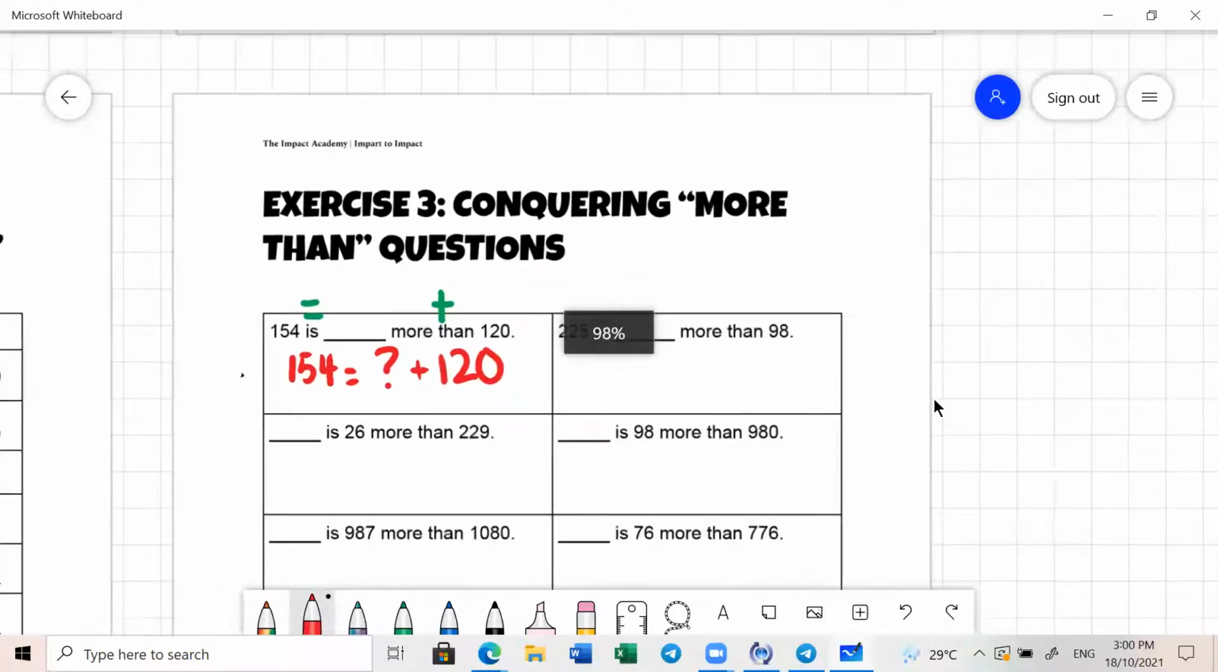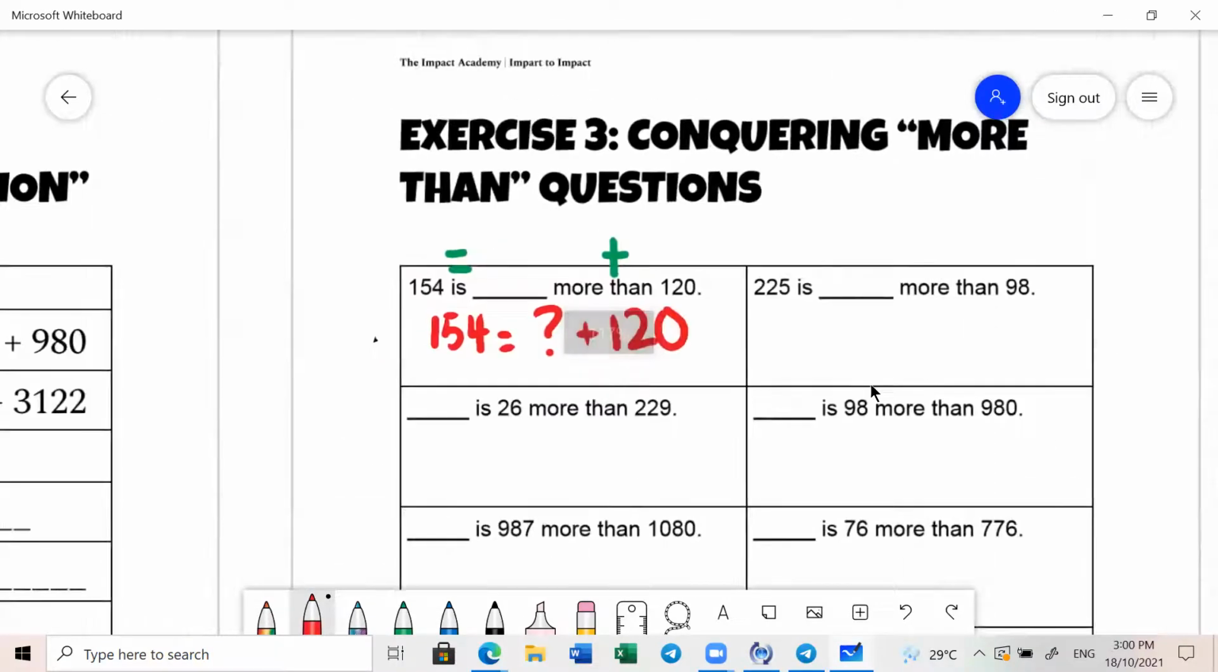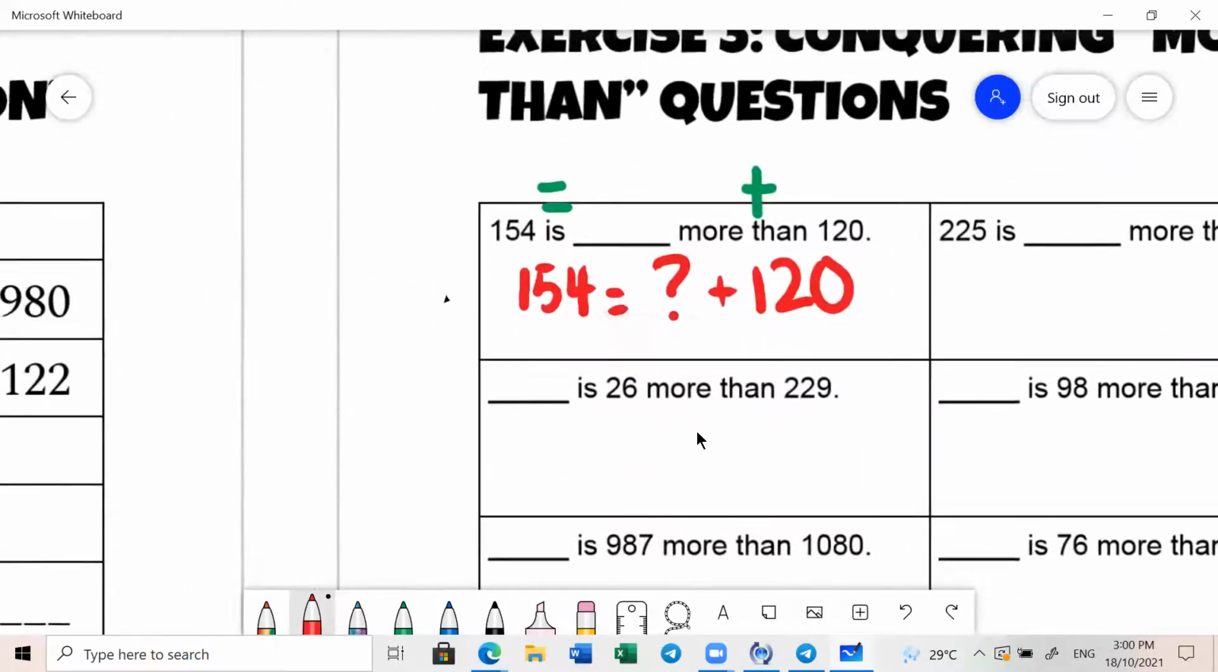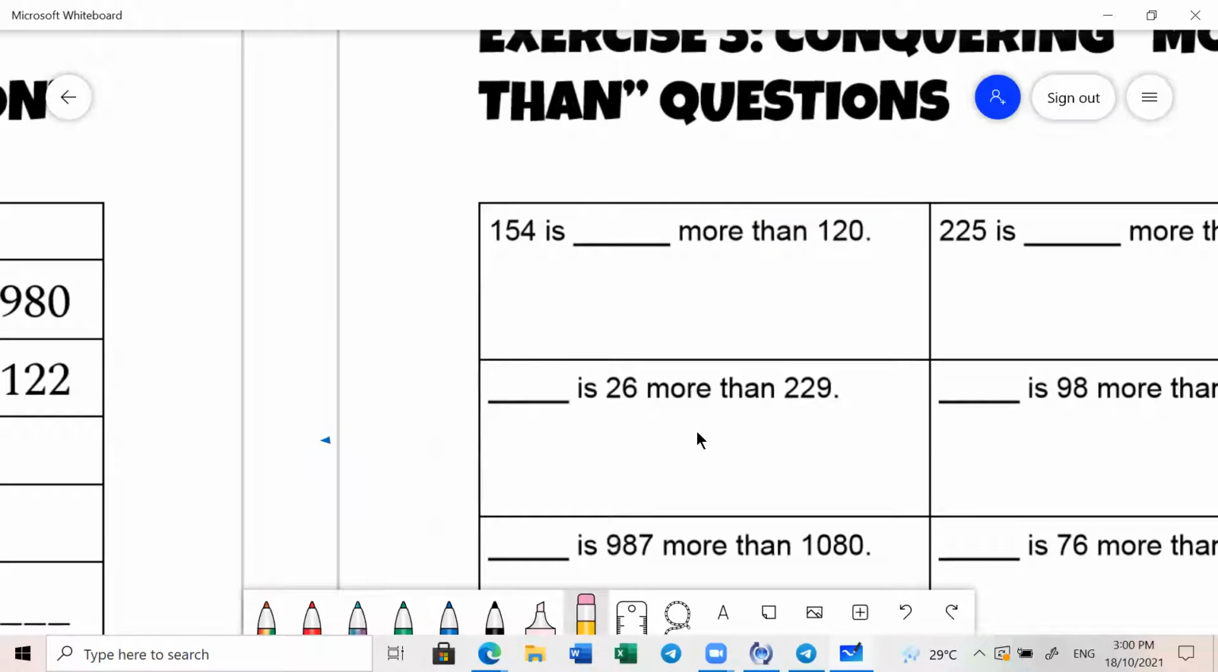Remember what we did just now over here? In exercise number 2, in order for me to find a question mark, what do I have to do? I can draw a number bond, which is 154 in the first bubble, 120 in the second bubble, and a question mark in the third bubble. How do I find that question mark? All I need to do is just 154 minus 120. Am I right to say that? And that's it. That's all you need to do.